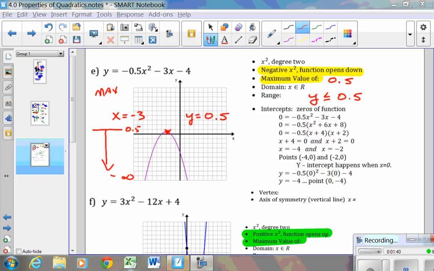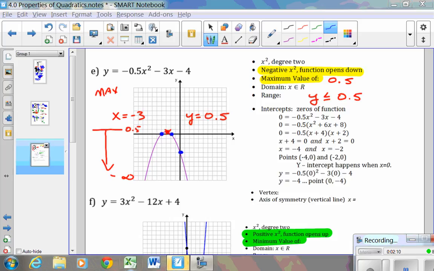Looking at the intercepts again, a key thing for us mathematically, where are we crossing the x and y axis? Zeros of the function. Again, I found my points with algebra, or I should say with factoring. When I did my factors, I got a point at (-4, 0) and a point at (-2, 0) as my two zeros. And then algebraically, I'm going to put 0 in for the x.